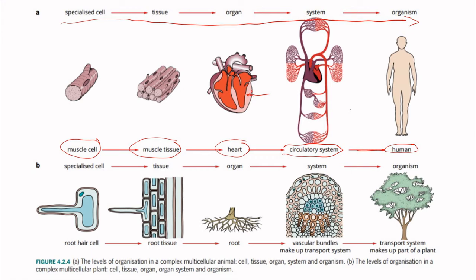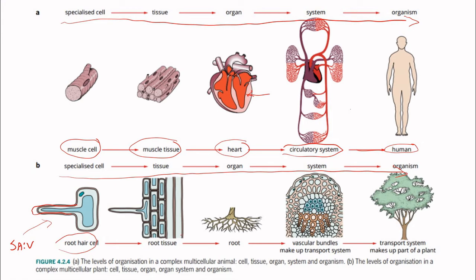Same deal for a plant, for instance. We're still going to go from specialized cell, tissue, organ, system to organism. In this case here, we're looking at the root. So we have a specialized root hair cell. Remember, this shape here is to increase SA to V, surface area to volume. So this odd protrusion it has here is just to increase the surface area to volume ratio of that cell so it can get water and nutrients in a lot more efficiently.